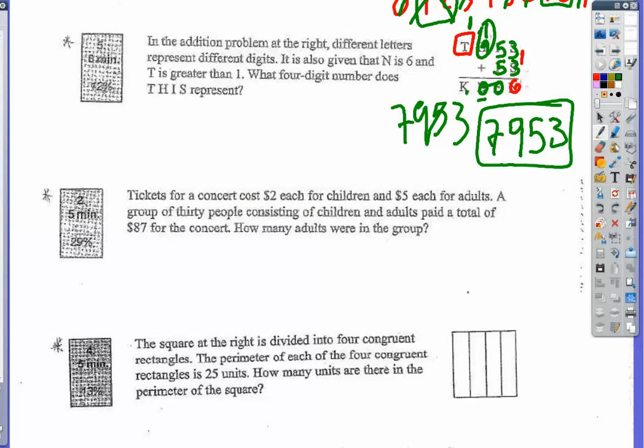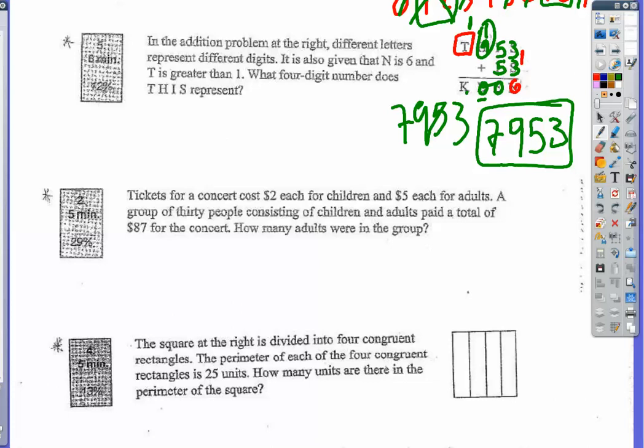All right. This ticket problem is just like what we did in class. Tickets for a concert cost $2 each for children and $5 each for adults. A group of 30 people consisting of children and adults paid a total of $87 for the concert. How many adults were in the group?